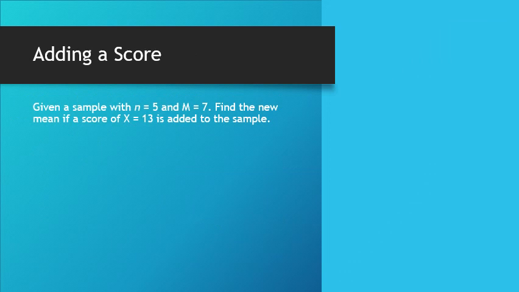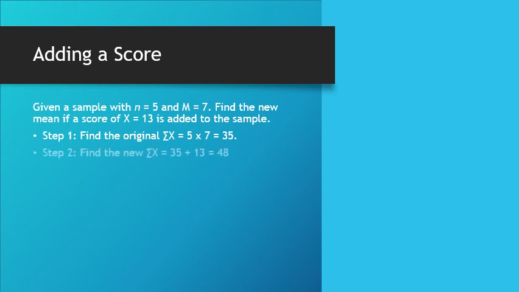Let's talk about adding a score into a sample. So suppose you have a sample of n equals 5 and the mean is 7. I want you to find the new mean if a score of 13 is added to the sample. Okay, we're going to use the short way again. So the first step is to find the original summation of x. You know how to do this. N times M, which is 5 times 7, which is 35.